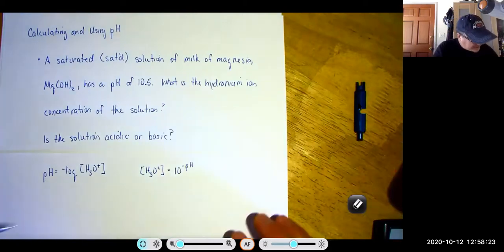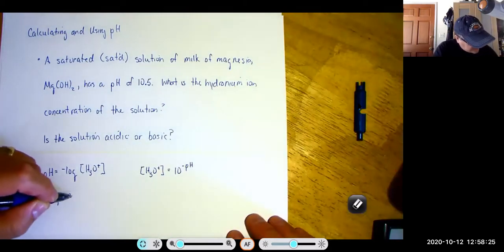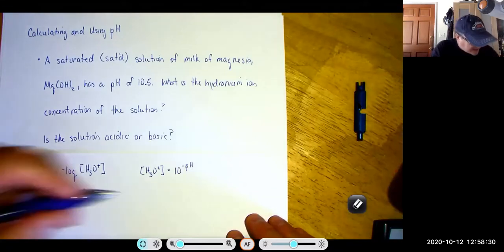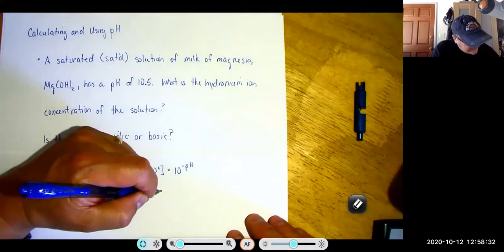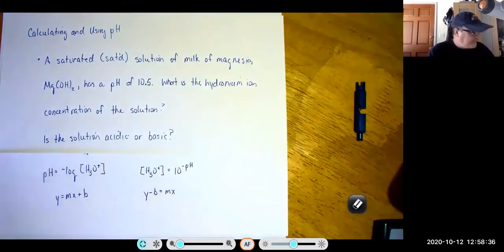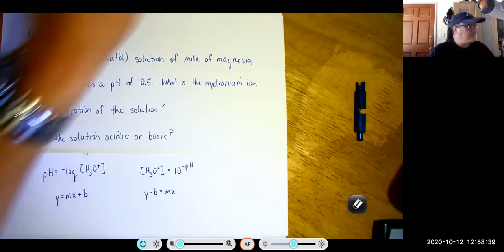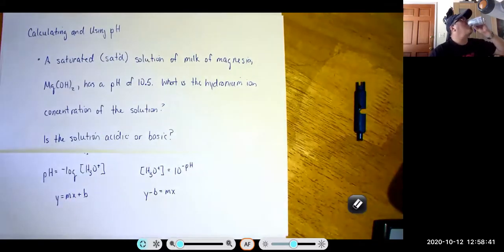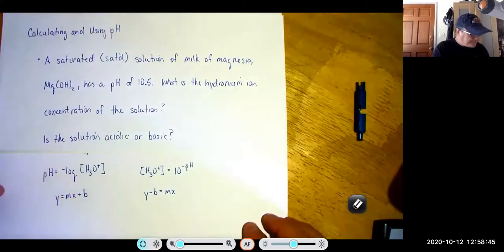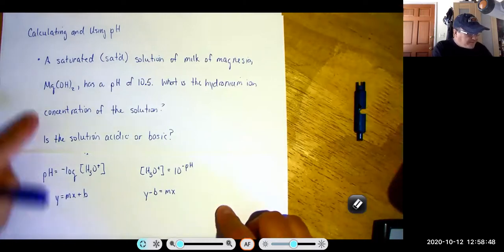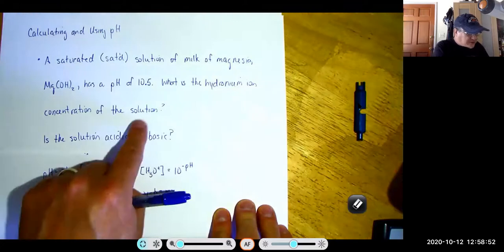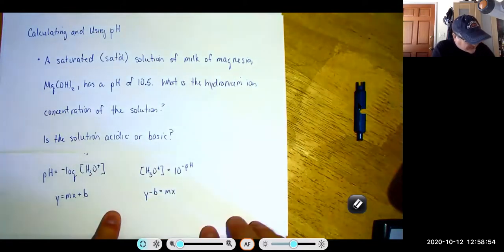Just like this equation is the same as this equation. They're just written differently, okay? All right. So for this problem, it has a pH of 10.5. What is the hydronium ion concentration? We're going to use this equation.